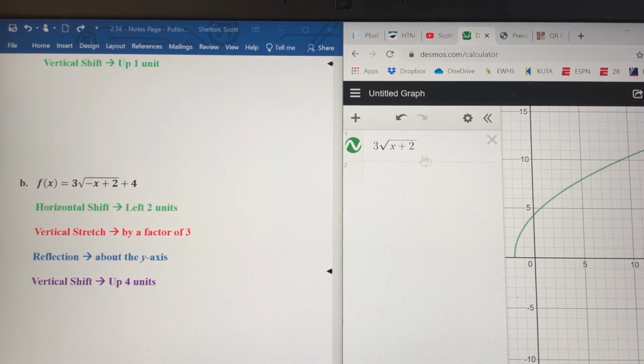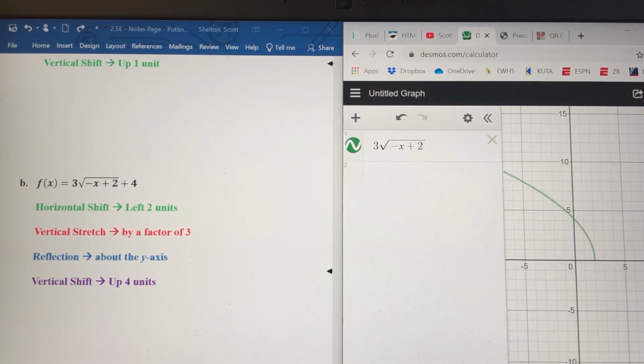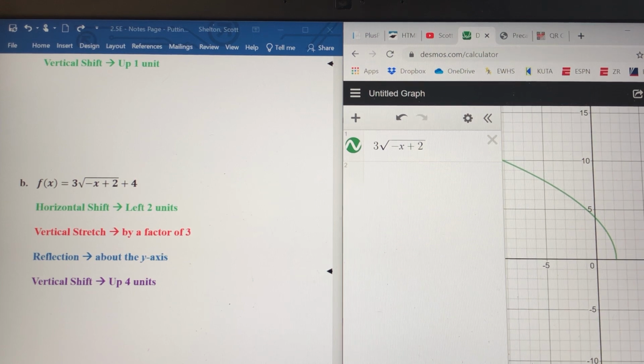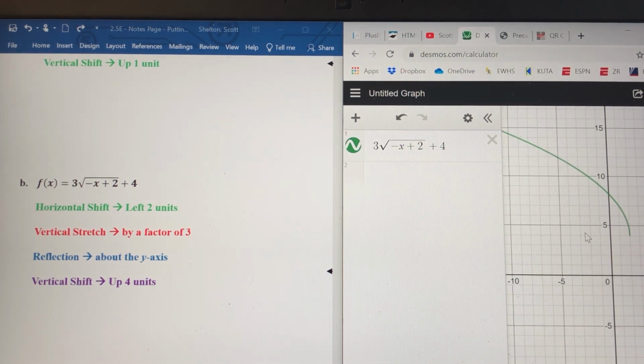Okay. Our reflection, again, we're going to change this x to a negative x, so you'll see that reflection about the y-axis this time. So see how that reflected. Let me move it over here. All right, and then the last thing is the vertical shift, so we're going to put a +4 here, and you see how that graph shifted up. Okay, so the graph of this function looks like this. We went through 4 transformations: a shift to the left 2 units, a vertical stretch by a factor of 3, a reflection about the y-axis, and then a vertical shift up 4 units, okay?